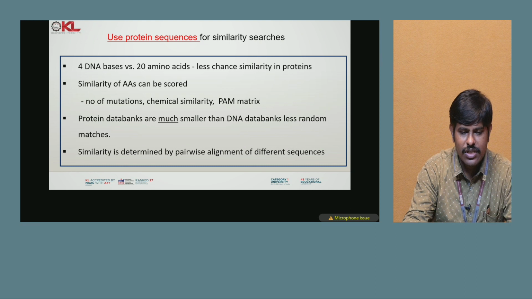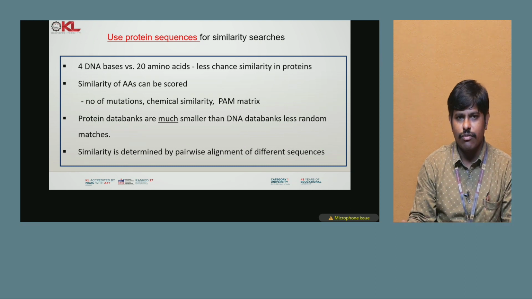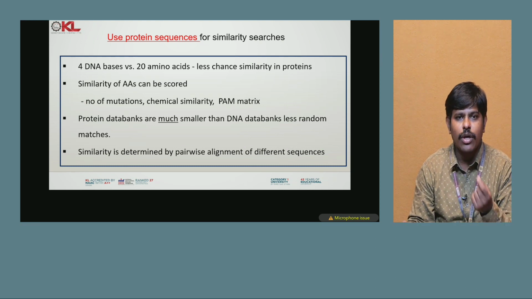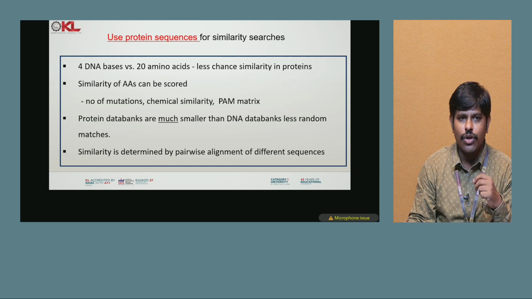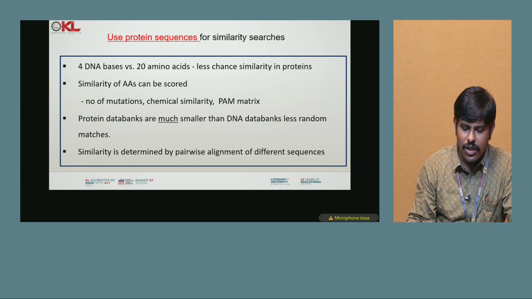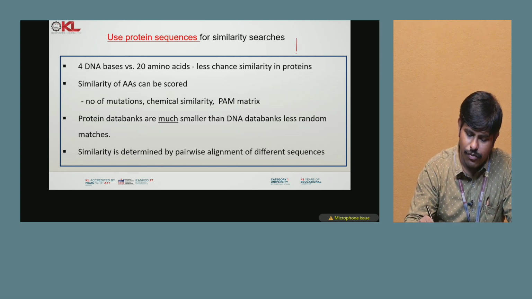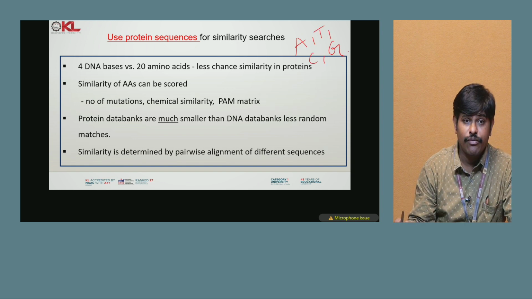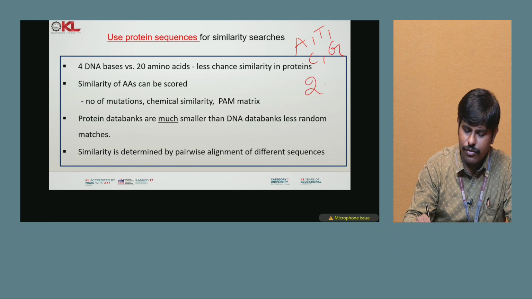While doing the sequence comparisons, you have to decide what you are going to compare. We know that DNA is made up of 4 different kinds of nucleotides, A, T, C and G, whereas protein is made up of 20 amino acids.